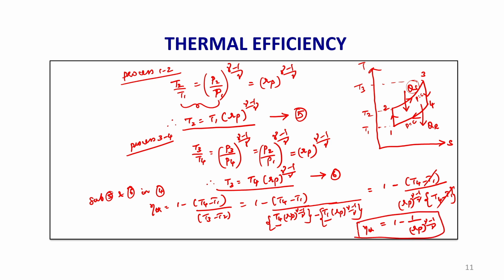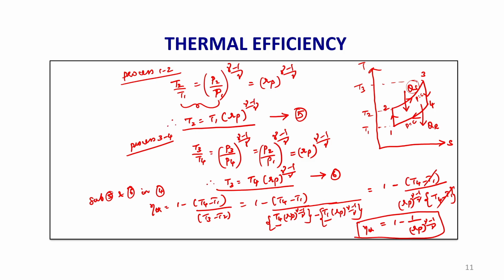So, from the air standard efficiency of the ideal Brayton cycle, we can infer that it is a function of the pressure ratio, which is P2 by P1, and also the gamma value, that is the specific heat ratio of an ideal working fluid. So, the thermal efficiency or the air standard efficiency depends upon the pressure ratio and the specific heat ratio. If any one of these two parameters changes, the efficiency of the Brayton cycle also changes.